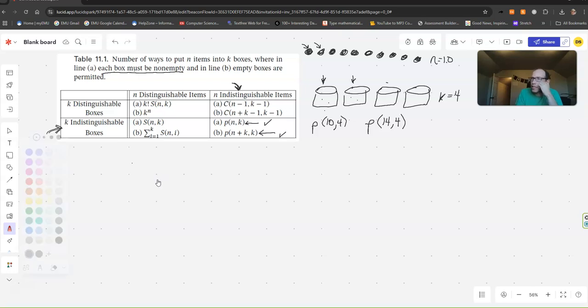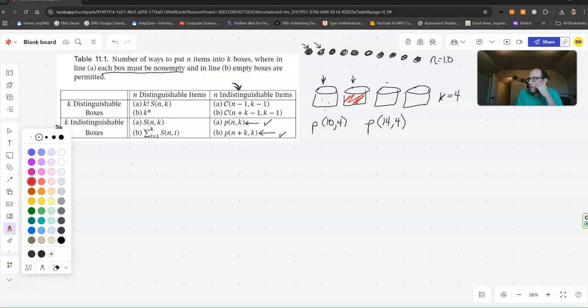Let's say that these boxes were distinguishable. So maybe there's a red box and a green box and a blue box and a yellow box. So now we're asking something like, okay, we have these 10 indistinguishable items. So we're still over here. But now they're being put into distinguishable boxes. What I mean by that is if we put 2 in yellow and 3 in red, that's different than putting 3 in yellow and 2 in red. Those are two different things because the boxes are now distinguishable.